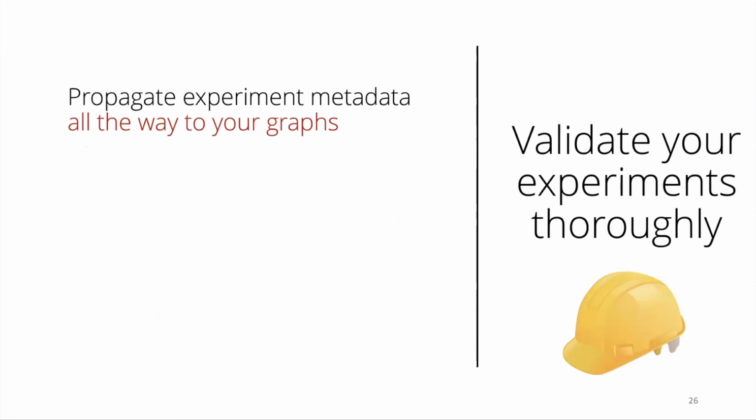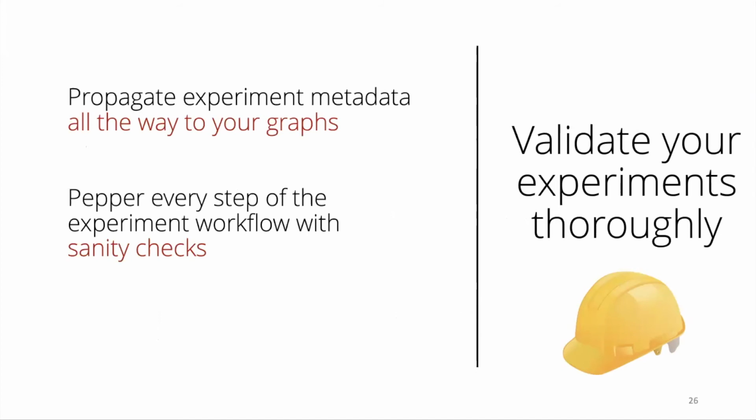For example, I always make sure that in my graphs, I have the commit ID of the systems that I evaluated, right? And make sure that at every step, you're introducing as many assertions and checks as possible to make sure that your assumptions about what's going on in your experiments are valid. For example, are you sure that the data that you're looking at represents data collected with exactly one commit version of your artifact? Sanity check that.